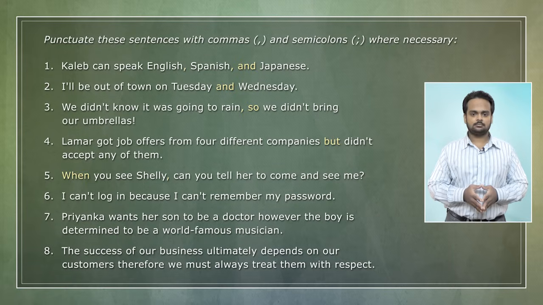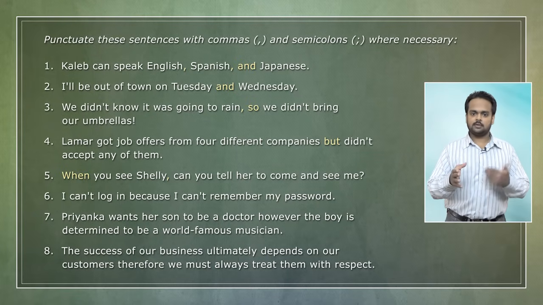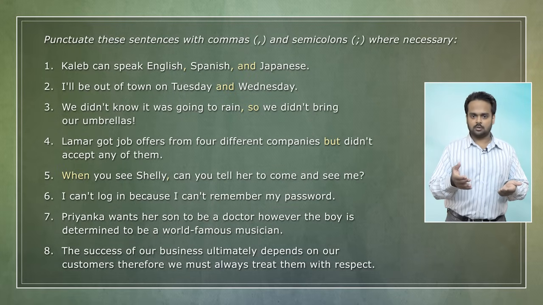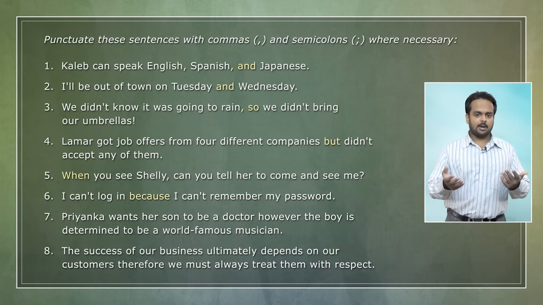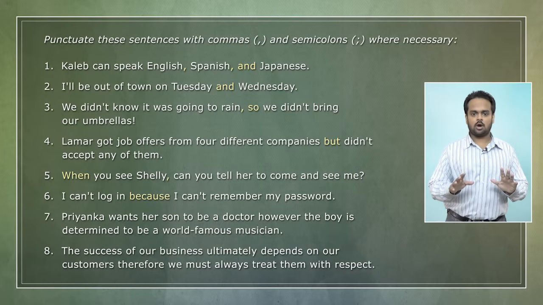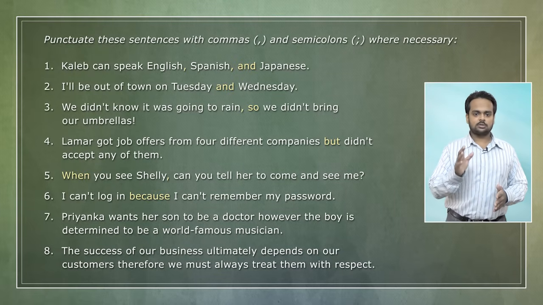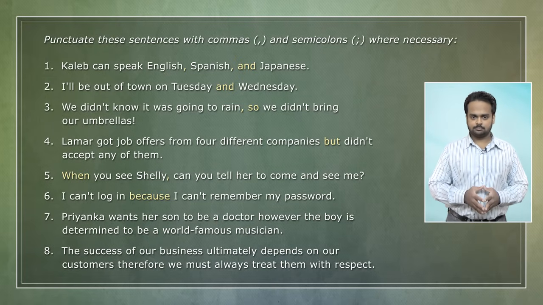What about number 6? Comma or no comma? Well, how many clauses do you see? There are 2. One is independent and the other is dependent. The first clause, I can't log in, is the independent clause because it's complete. But the second clause, because I can't remember my password, is dependent, because it's not complete. Which comes first? The independent clause. So no comma. This sentence is the opposite case to the previous example. Remember, only if the dependent clause comes first, we put a comma after it.